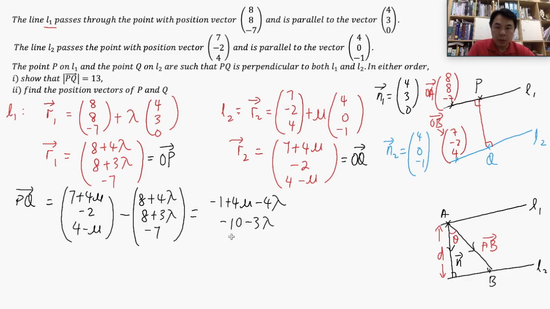Here we will have 11 minus μ. And now that will be our position vector PQ. Okay, I hope that is clear.